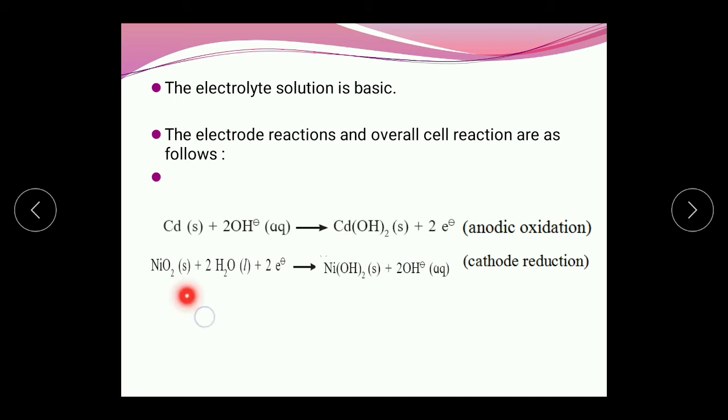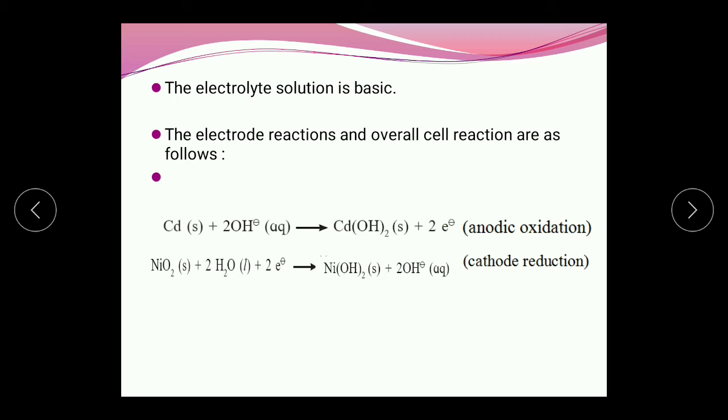Hence, the cathodic reduction reaction will be like this: NiO2 plus 2H2O plus 2 electrons gives Ni(OH)2 plus 2 OH minus. When ions are released, the condition is always aqueous. And these are precipitates and they are in solid state.